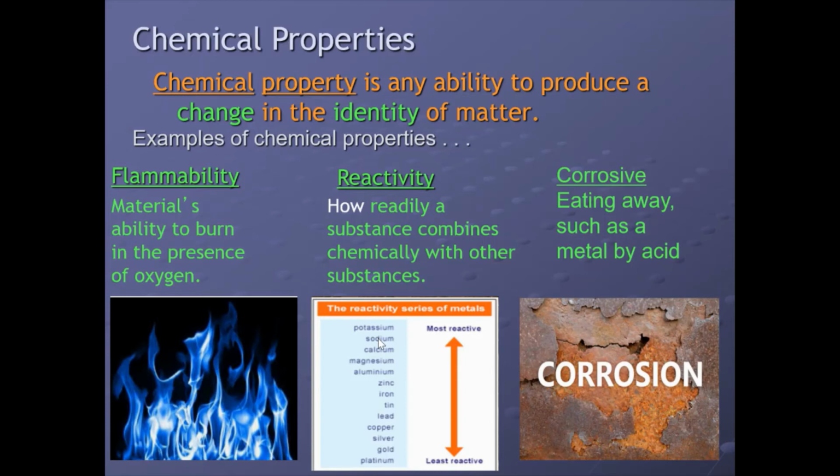And then if something is corrosive, it basically means that it can eat away at something such as metal, like acid, right? So if something is corrosive, then that is one of its chemical properties. So again, acid is corrosive. That is one of its chemical properties.